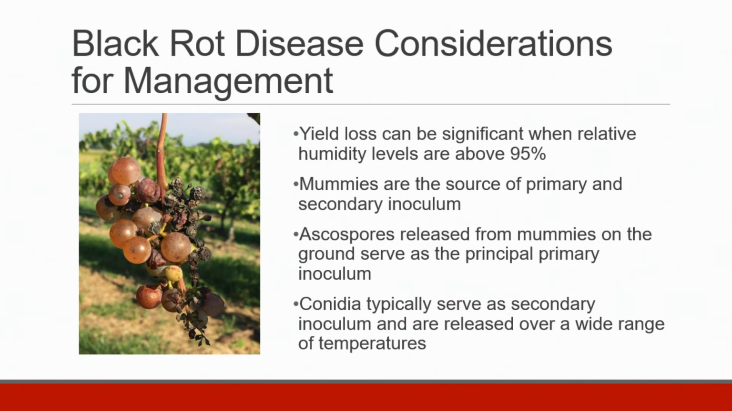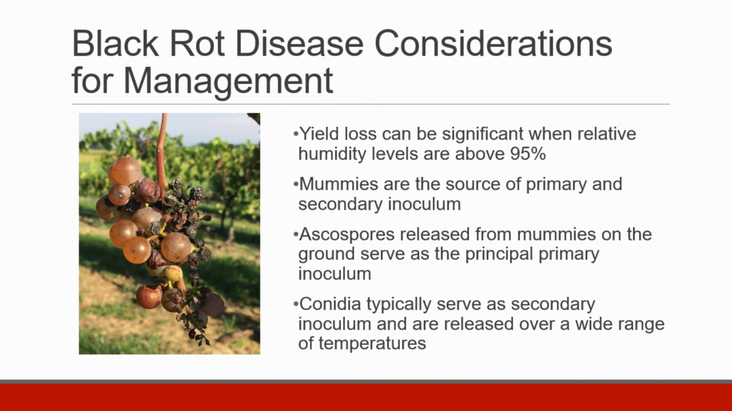So in summary, black rot can reduce yield by up to 100%, especially when relative humidity levels are above 95% for 24 or more hours. Both ascospores and conidia can serve as primary inoculum, although conidia typically function as secondary inoculum.